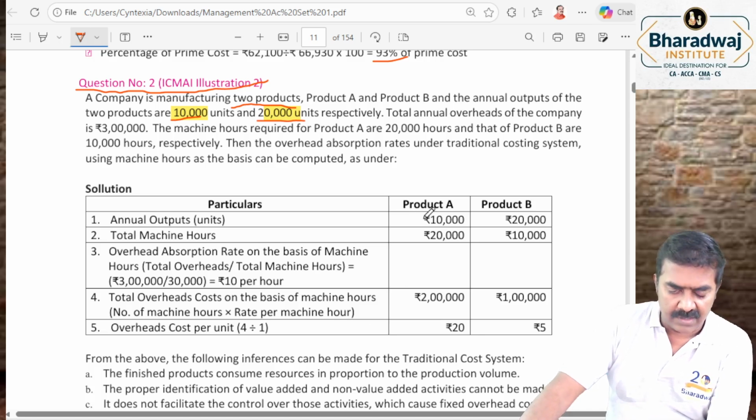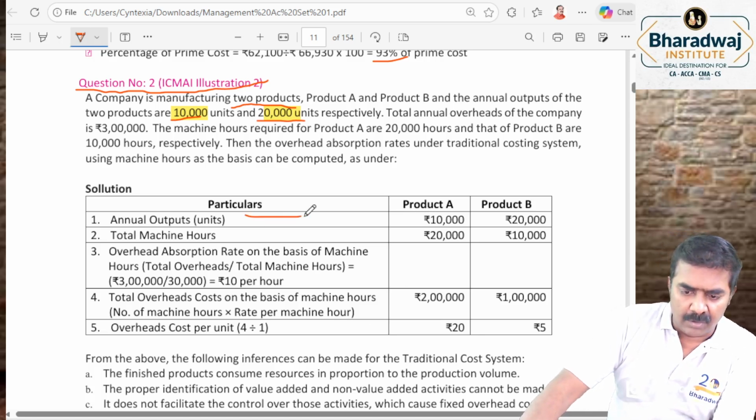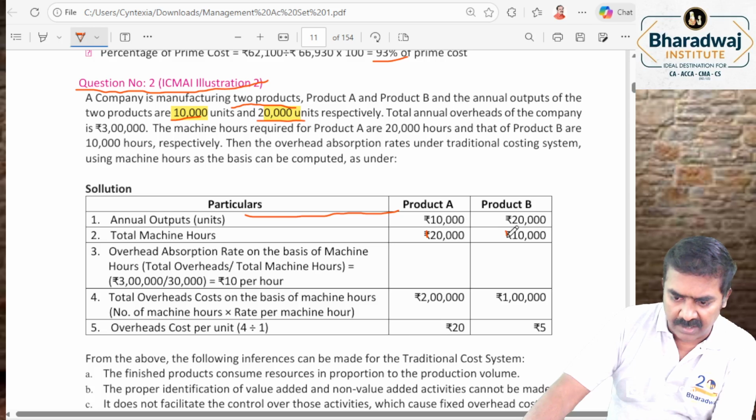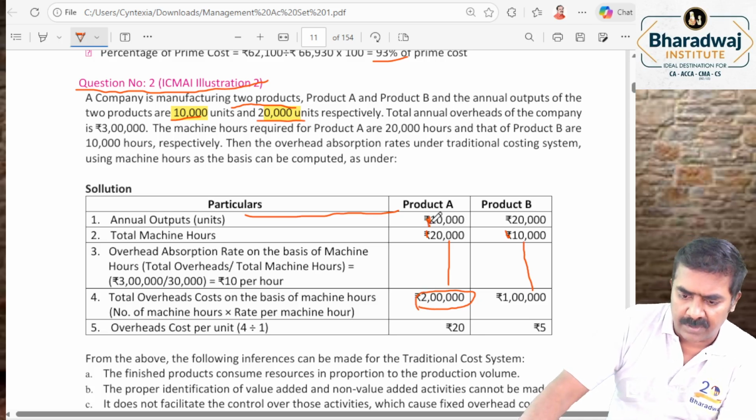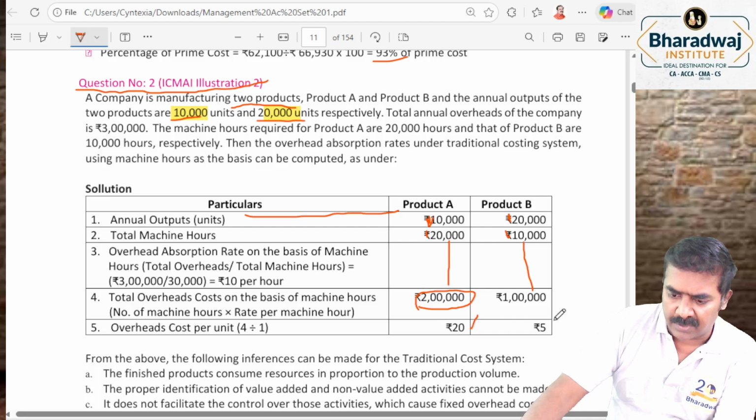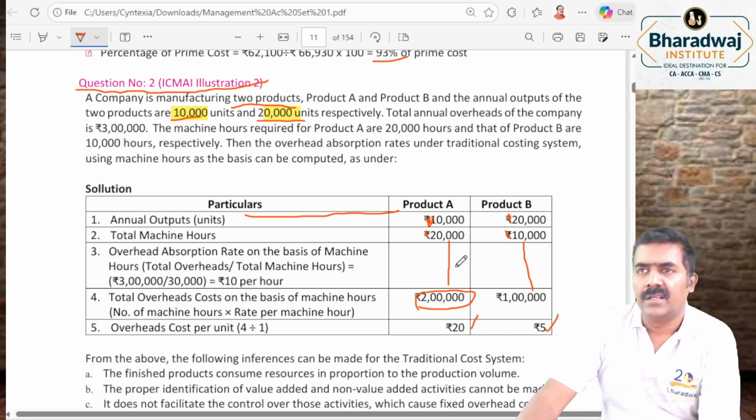Look at this. Same thing they would have given. Annual output is given. Machine hours is not given. Machine hours is 20,000 hours, 10,000 hours. 20,000 into 10, 2 lakhs. 10,000 into 10, 1 lakh. So total overheads are 2 lakhs for how many units? 10,000 units. 1 lakh for 20,000 units. Now we get which one? Overhead cost.